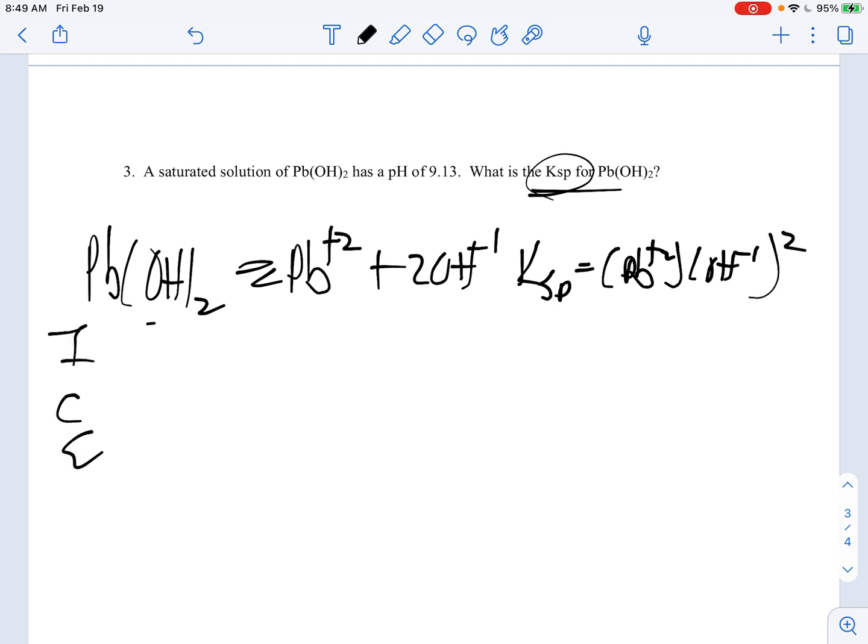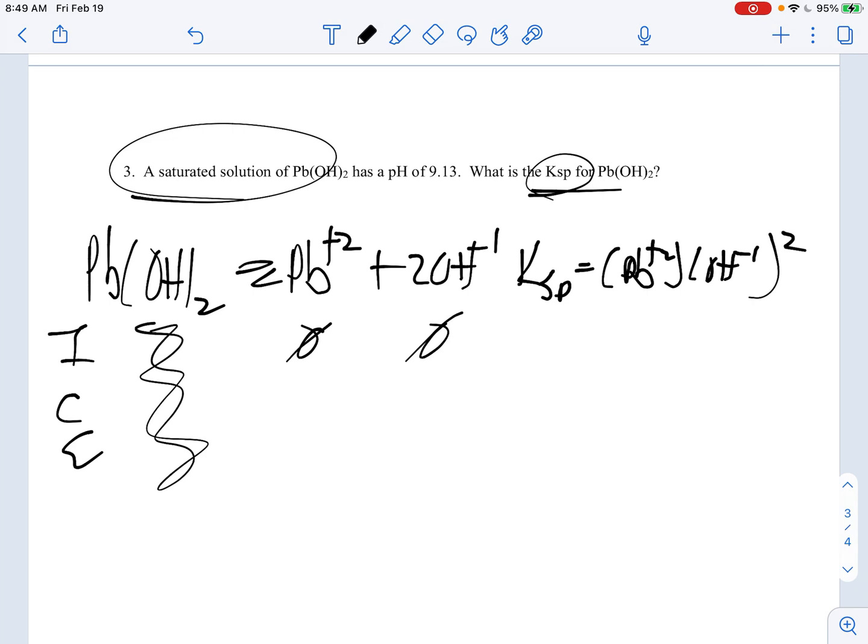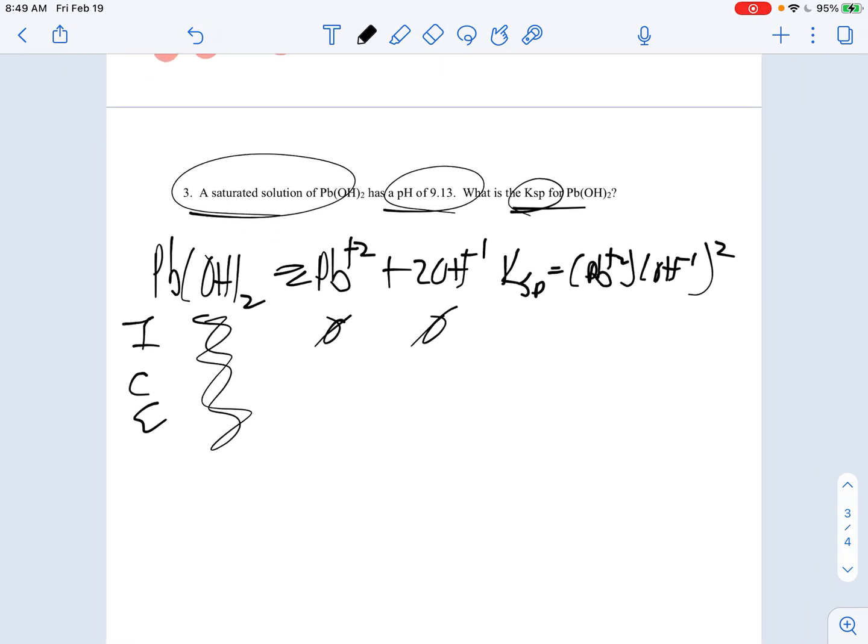And I've got an I, a C, and an E, and I don't care about any of this. Now, I didn't say anything about starting with any of these things, but it does say that we have a saturated solution. So once again, that's code for at equilibrium. And it's telling us that I have a pH of 9.13.